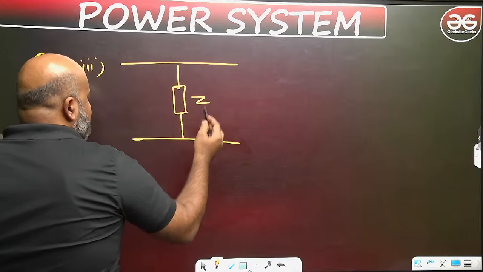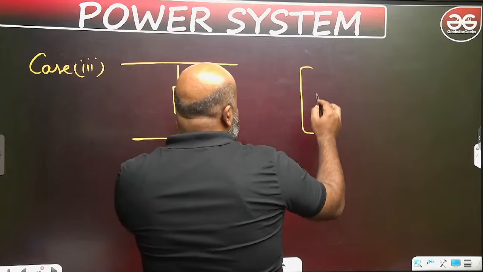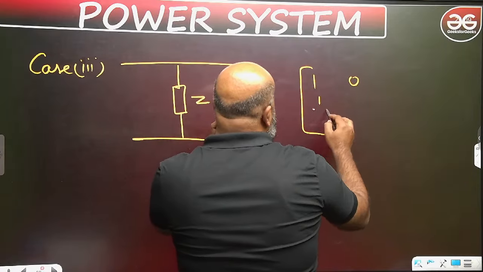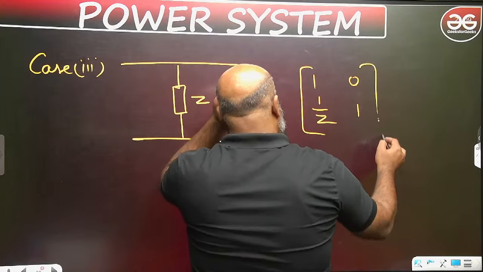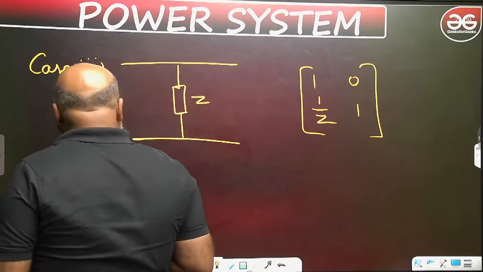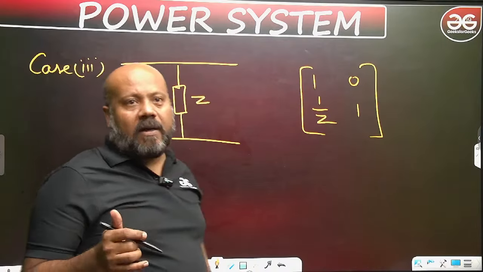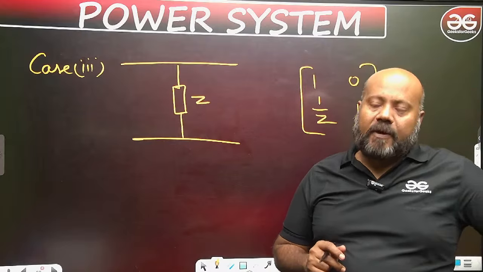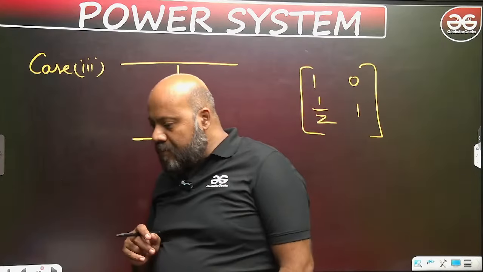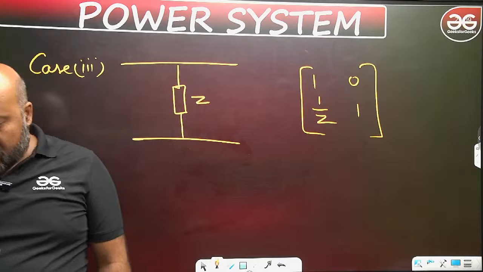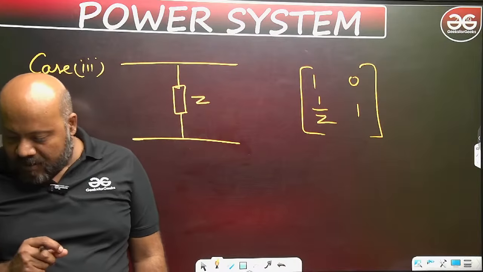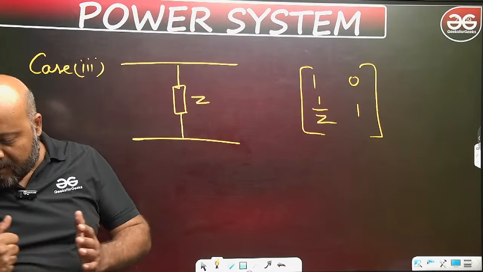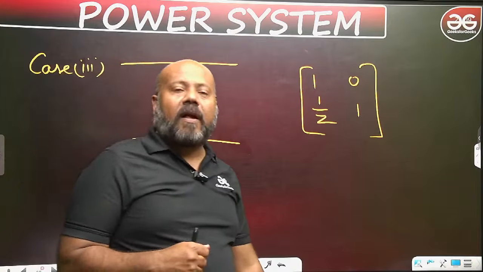This is Z. So now the ABCD parameters will be 1, 0, 1/Z, and 1. These three you can use for most of the cases as far as our particular subject is concerned. Is it clear? Are you getting this? Vivek, Beta, and so many other candidates, can you tell me in the comment section?